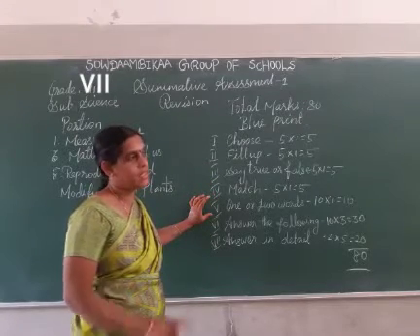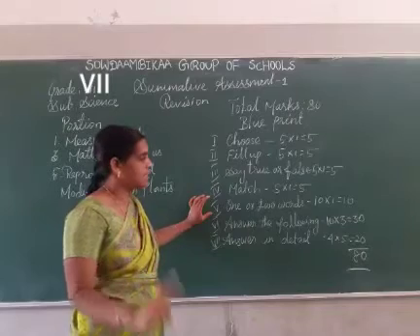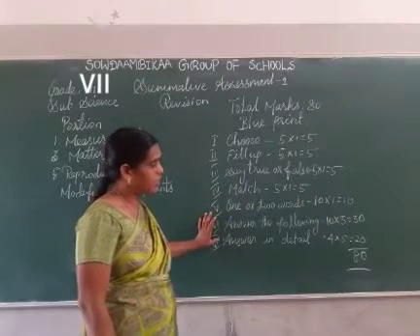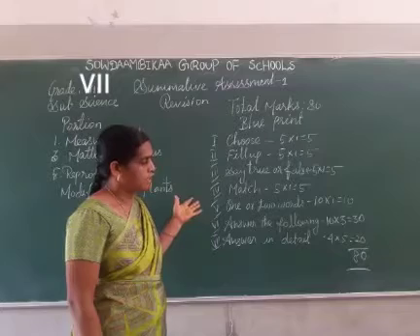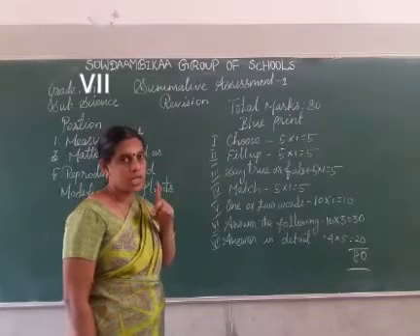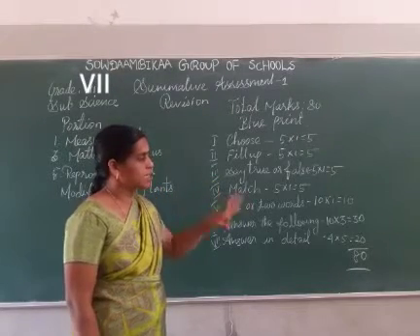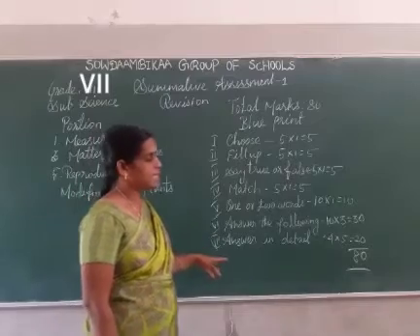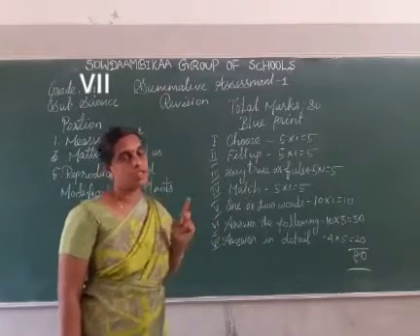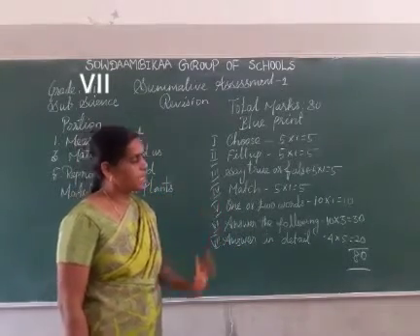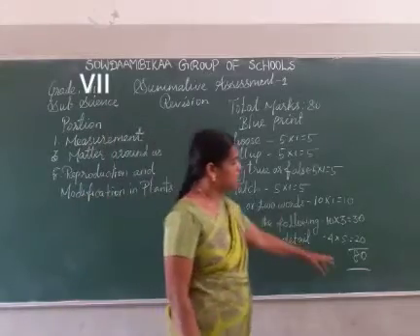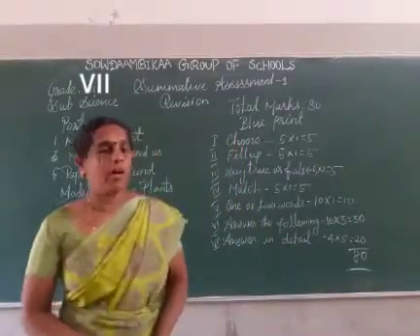10 questions, each question carrying 1 mark, 10 marks total. Answer the following: I am asking 10 questions, each question having 3 marks, totally 30 marks. And answer in detail, I am asking 4 questions, each question carrying 5 marks, totally 20. So the total mark is 80.